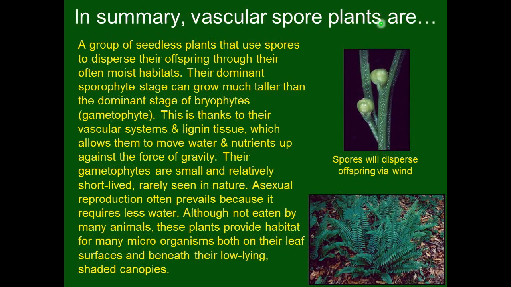In summary, vascular spore plants are a group of seedless plants that use spores to disperse their offspring through their often moist habitats. Their dominant sporophyte stage can grow much taller than the dominant stage of the bryophytes, the gametophyte. This is thanks to their vascular systems and lignin tissue, which allows them to move water and nutrients up against the force of gravity. Their gametophytes are small and relatively short-lived, rarely seen in nature.